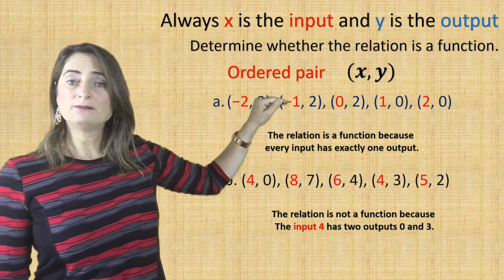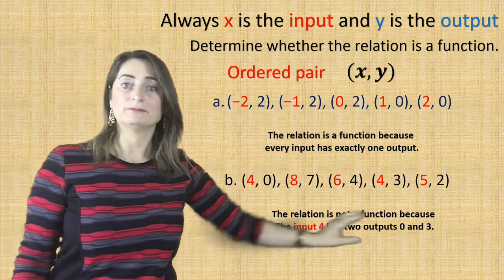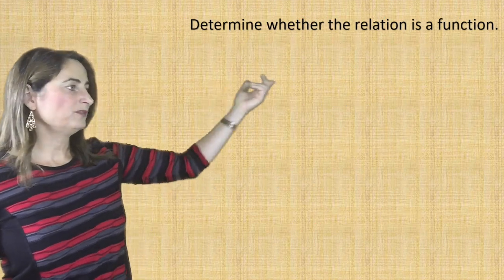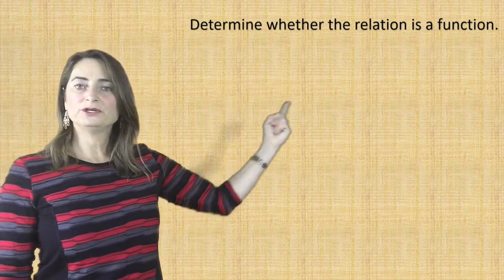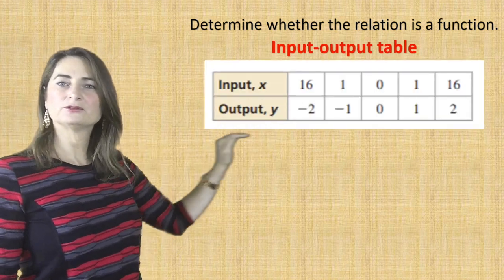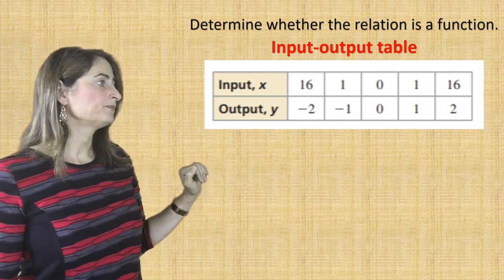If you notice the first example, I can have the same output, but I cannot have the same input with 2 different outputs. Now let's determine whether the relation is a function from an input-output table. Here's a table. Always the first row is the input, the second row is the output. Always the first row x, the second row is y.